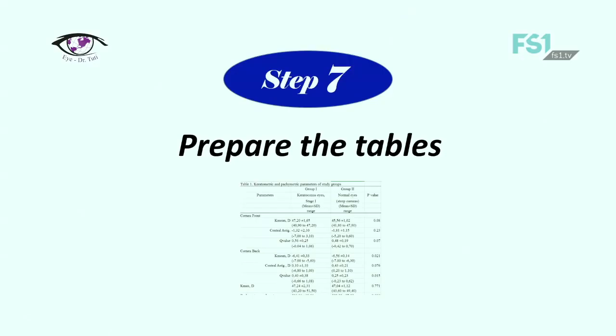Step number 7. As I already mentioned, when you start analyzing your data, you start with a simple analysis, such as average, minimum, maximum, and standard deviation, and statistical analysis. Believe me, all this information is what you use when you prepare the tables, because you usually put all this information in tables. And having this information, just prepare your tables. And these are the 7 steps.